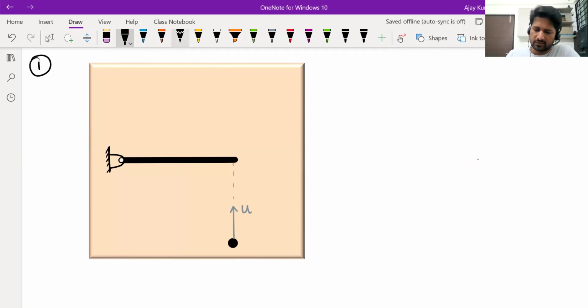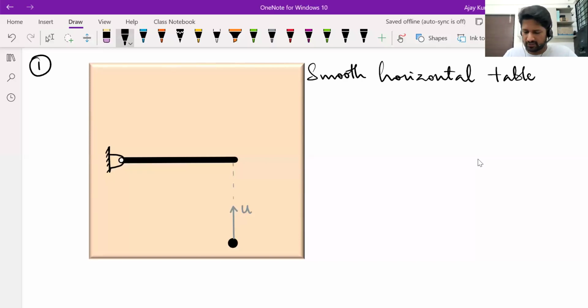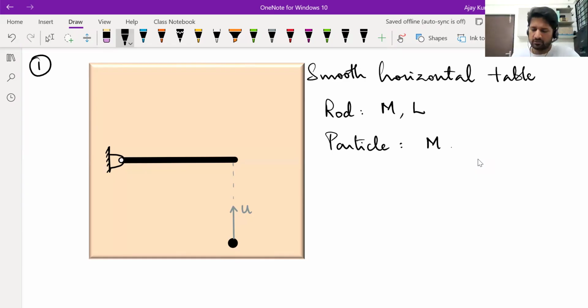Suppose there is a smooth horizontal table. What you're seeing here is the top view of the system. A rod is pivoted on the table at a particular point. The rod's mass is m, its length is L, and there's a particle moving towards the rod. The particle's mass is m. It's moving with a speed u, as you can see. Initially, the rod is at rest.